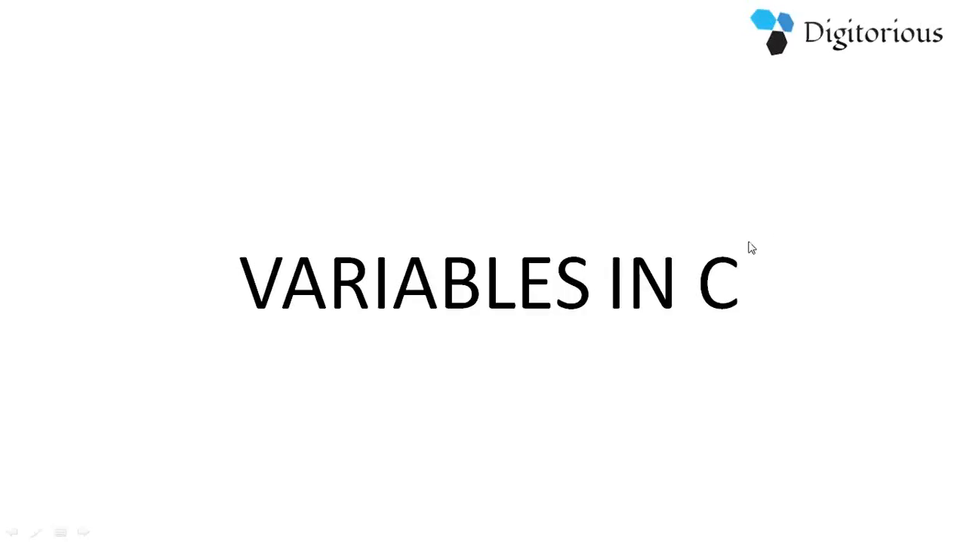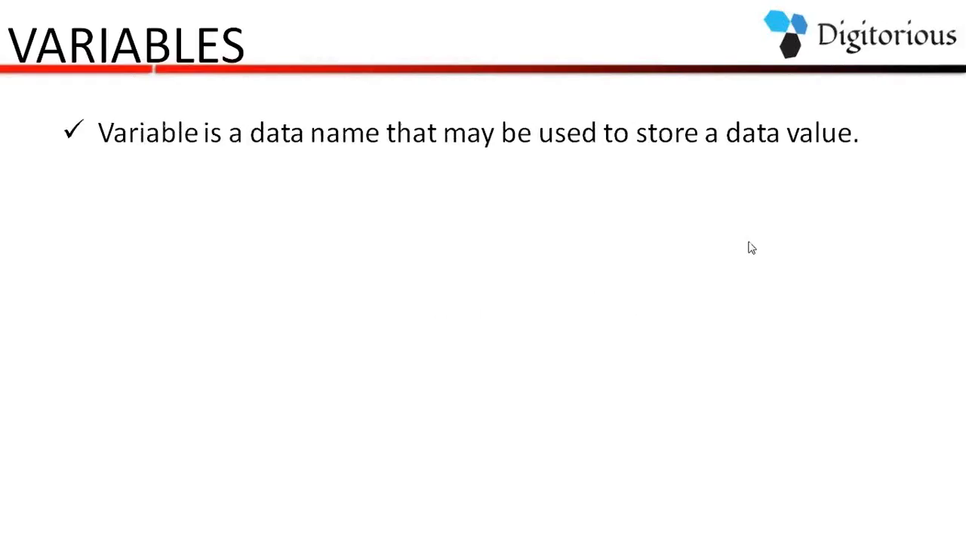In this video session, you'll understand about variables in C in great detail. Conventionally, a variable is a data name that may be used to store a data value. That means a variable is an element which is used to store a certain value, and that value can be of any type. It can be an integer, a decimal value, an alphabet, or any such thing.